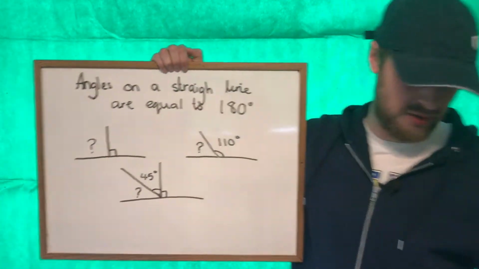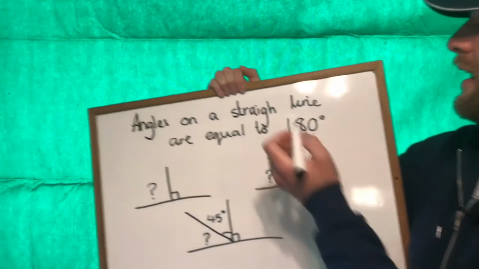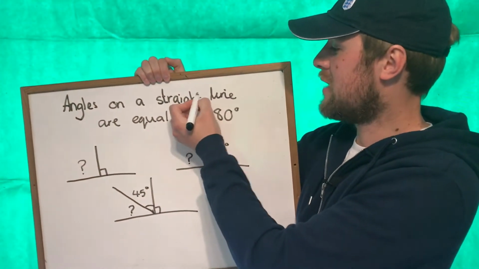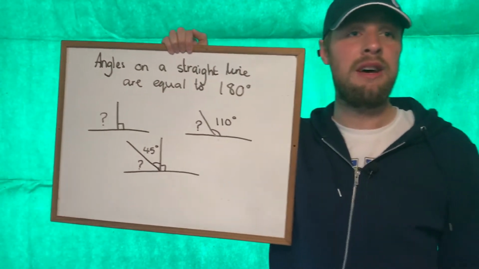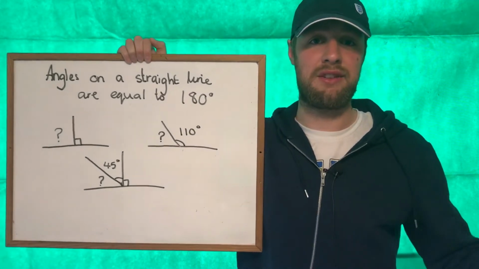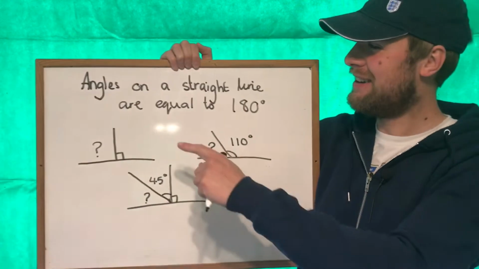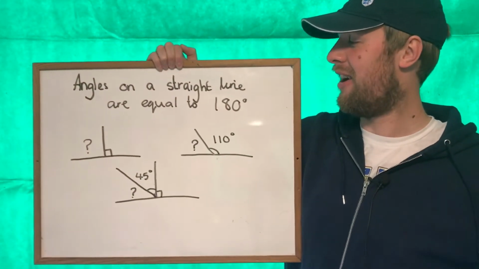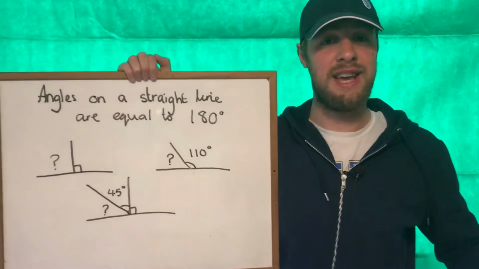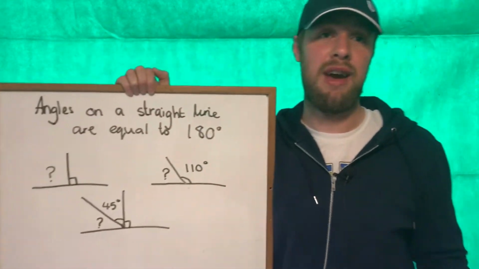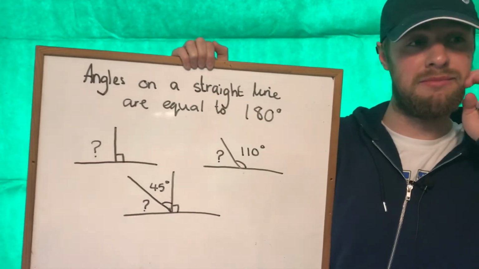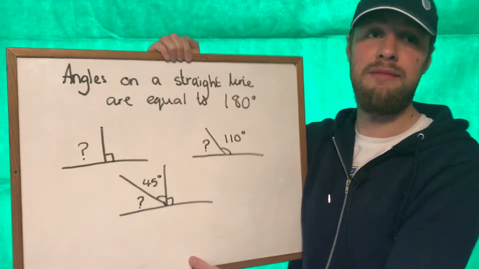Angles on a... oh, let's check that spelling, Mr. Bletcher. Goodness me, get that pen. Angles on a straight line are equal to 180 degrees. Let's say it together. Angles on a straight line are equal to 180 degrees. Now, I'm going to give you a number of questions where you've got to work out the missing angle.